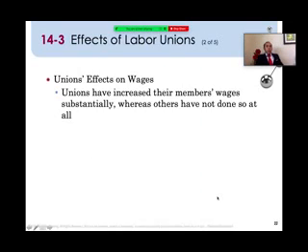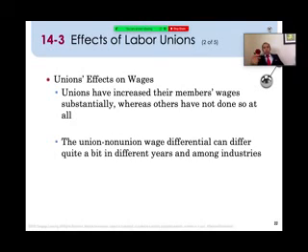The effects of unions on the actual wage do show that unions have increased their members' benefits, their wages, their compensation packages substantially, and others have not done so at all. Other unions may be ineffective. The effect really depends on the ability of the union to be strong enough or not strong enough. So the union, non-union wage differential can actually differ quite a bit from different times and different years. The union members may get a little bit more. Those that are not a part of the union may get a little bit less, or in some cases vice versa. It really depends across the industries and among the actual individuals themselves.